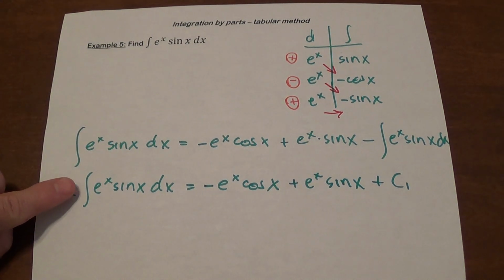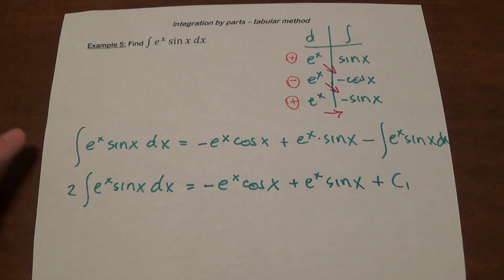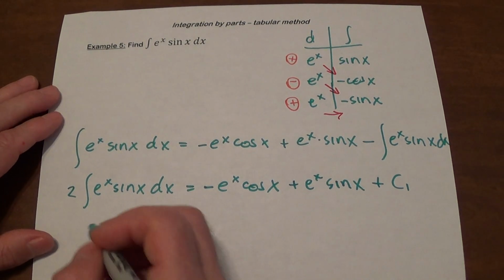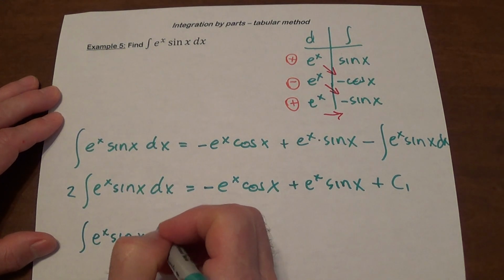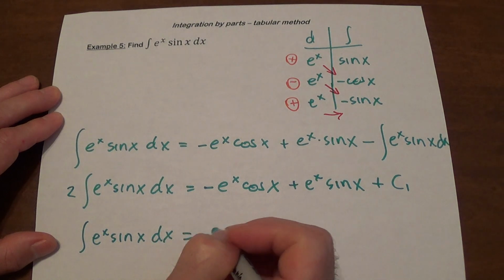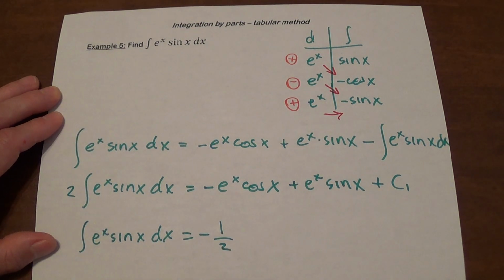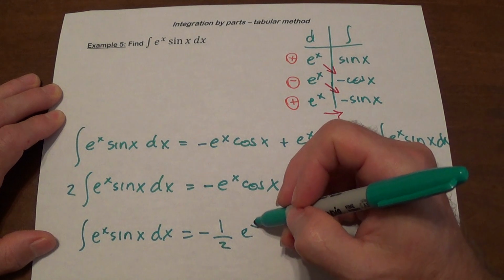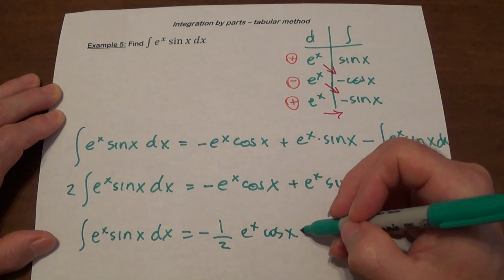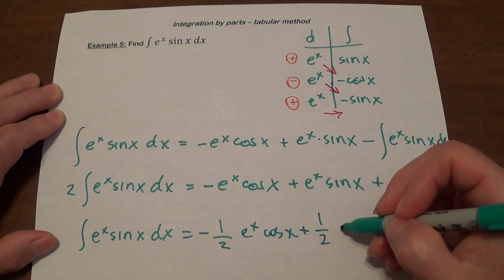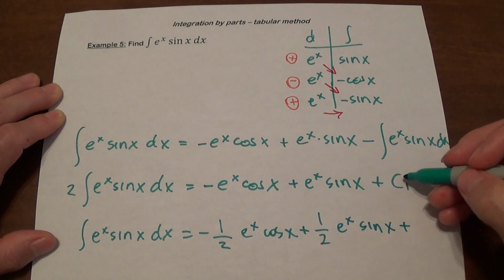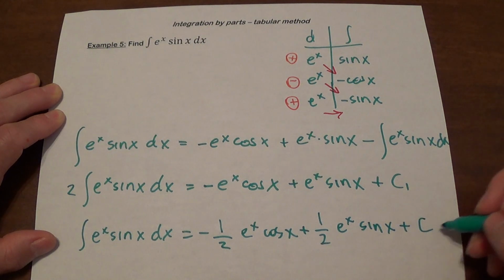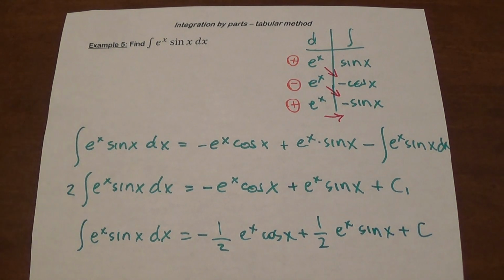And we want this without the 2. So we divide both sides by 2, and you will actually have your answer. So the integral of e to the x sine x dx is going to equal negative 1/2 e to the x cosine x plus 1/2 e to the x sine x plus, and we're dividing c1 by 2, and let's just call that value c, and this is our answer.